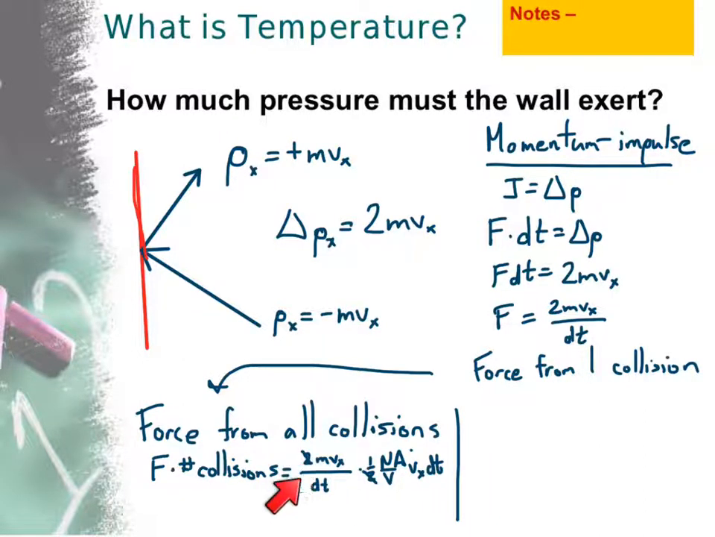Okay, this is the amount of force in one collision. This is the total number of collisions that I came up with on the last slide. So if I multiply those two together and I do some simplifying here, the 2 and the 1/2 will multiply out. There is a dt that divides out, and I end up with m times N times A divided by V times vx squared.